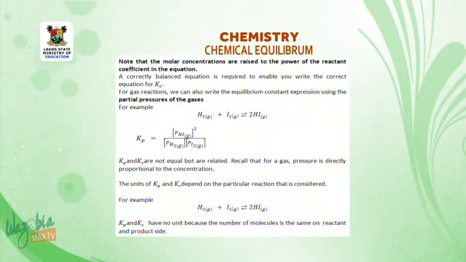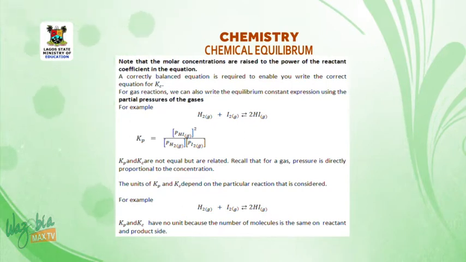Another example that you can see is in the formation of ammonia. Nitrogen gas plus 3 moles of hydrogen gives 2 moles of ammonia. And so the Kc will be written as the concentration of ammonia raised to the power 2 over the concentration of nitrogen multiplied by the concentration of hydrogen raised to the power of 3. Note that the molar concentrations are raised to the power of their coefficients in the equation. A correctly balanced equation is required to enable you to write the correct expression for Kc.